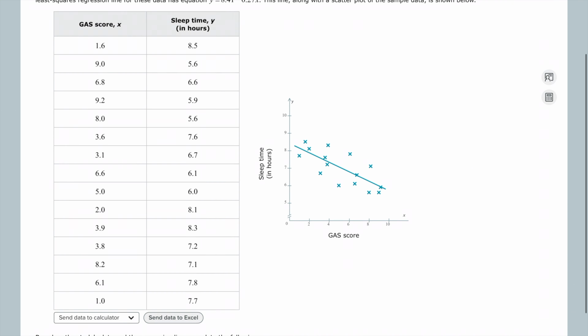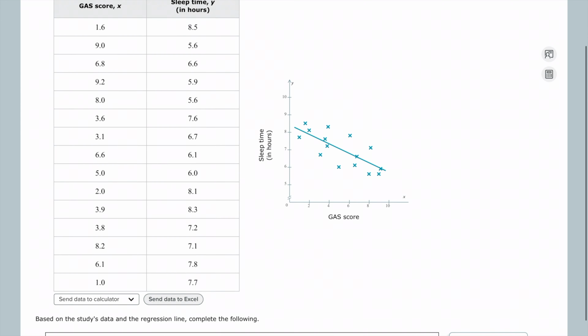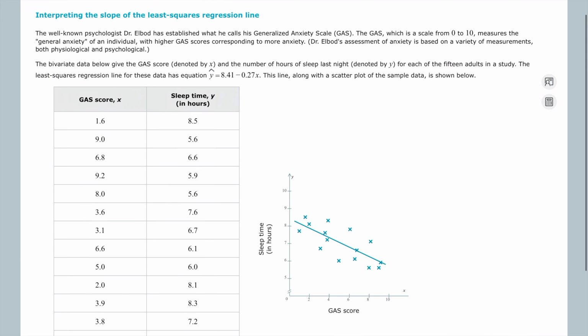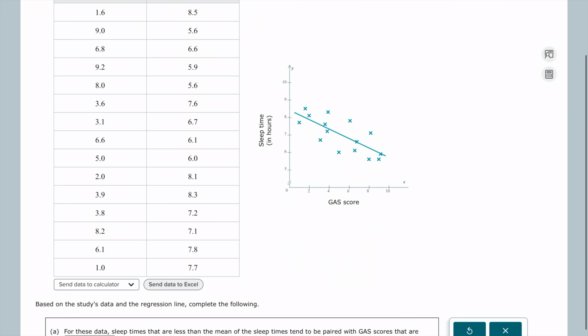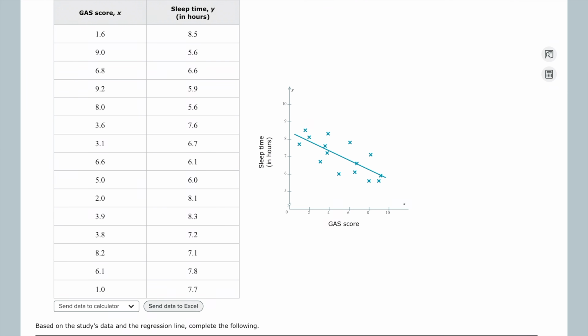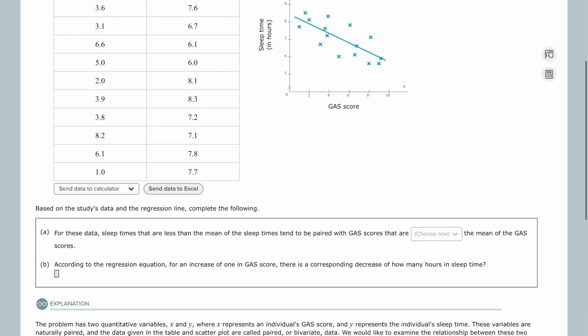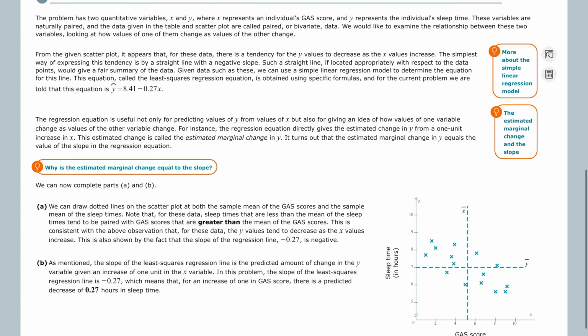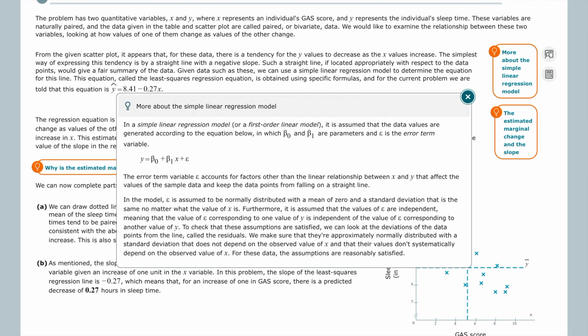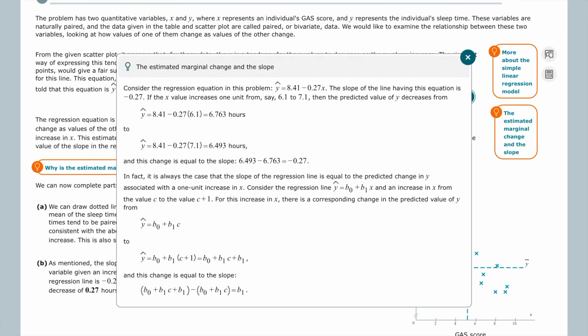All right, y'all got to use your algebra brain for just a second here. Again, this is one that has send data to calculator, send data to Excel. If you look at the explanation, it has some crazy formulas. It may even show you some crazy formulas if you click on some of this stuff.